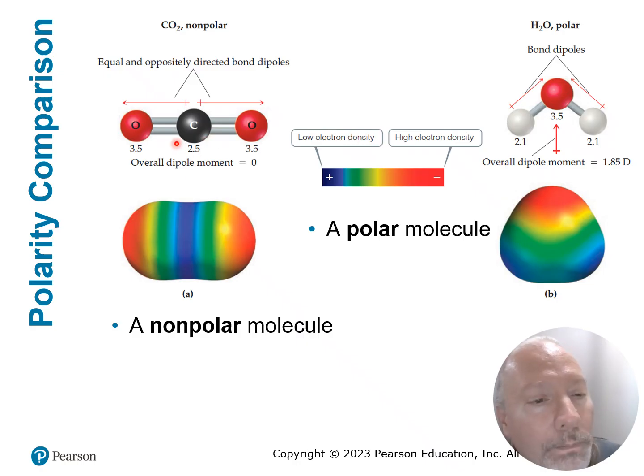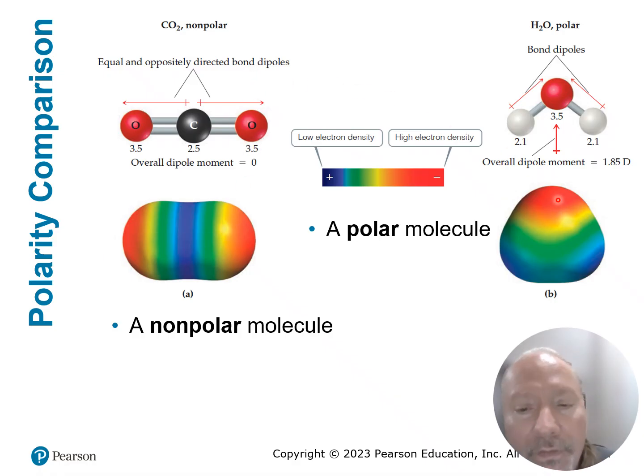A bond dipole is just within a single bond between two atoms, or a double bond, or even a triple bond. In this diagram, if something is very red, that means it has electron density. If it's blue, it has almost zero electron density. And green has little electron density. And this dipole moment is canceled out by two oppositely directed bond dipoles.